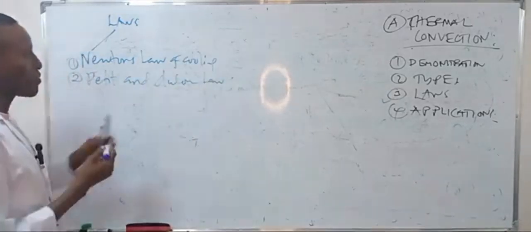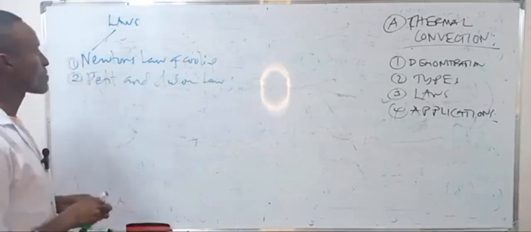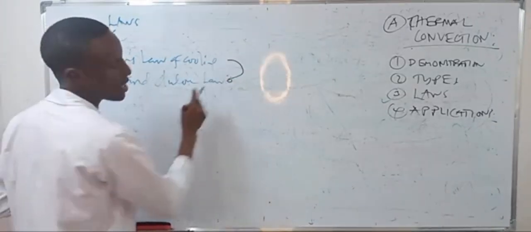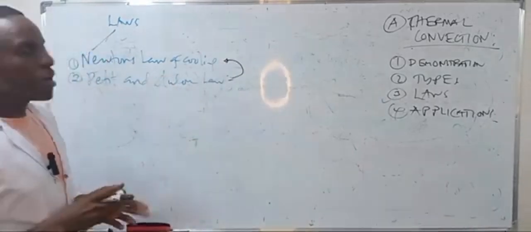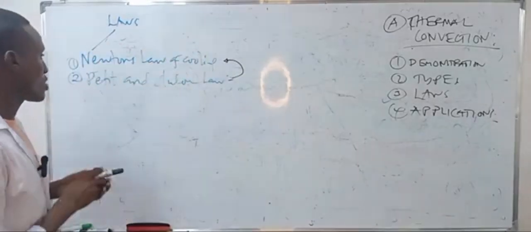So let's talk about Newton's law of cooling. What does it state? The Petit and Dulong law is the modification of Newton's law of cooling. But they are the same law, though under some limitations it doesn't work. Let's discuss Newton's law.